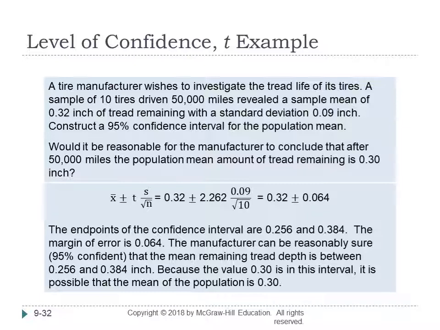Is then in this case 0.30 reasonable? Well, it is in this interval. So it is possible, it is a reasonable number, because since it falls within the interval and there is a 95% chance that it would fall within these limits, then it is considered to be a reasonable value.